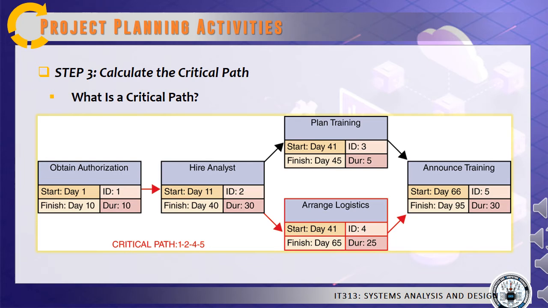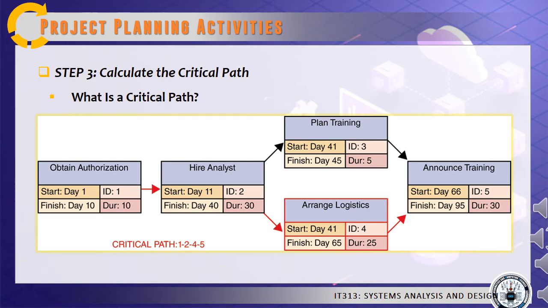Task 1 starts on day 1 and has a duration of 10 days. So the finish date is day 10. Task 2, which is dependent on task 1, can start on day 11, the day after task 1 ends. With a duration of 30 days, task 2 will end on day 40.